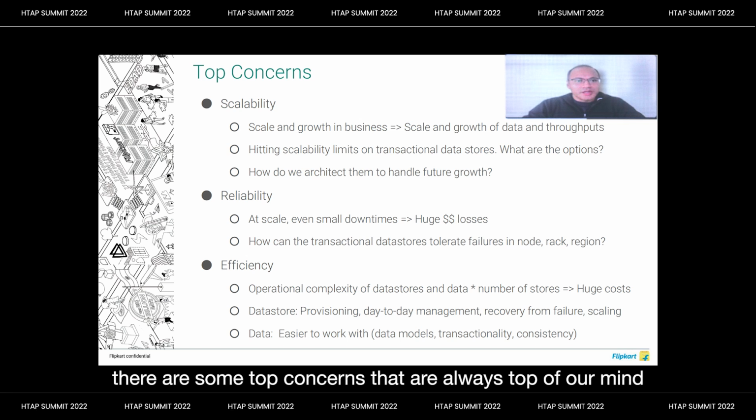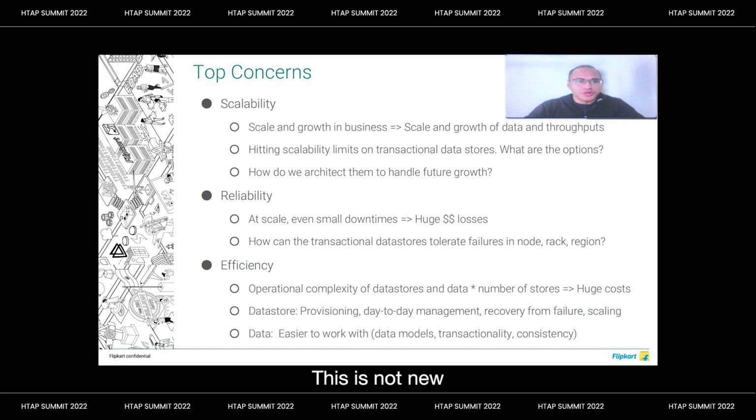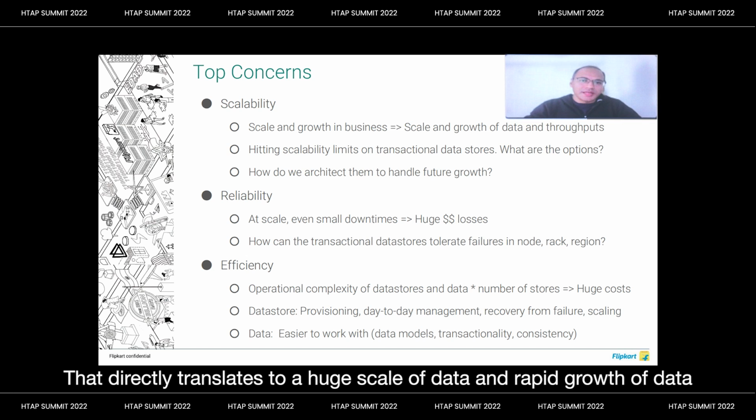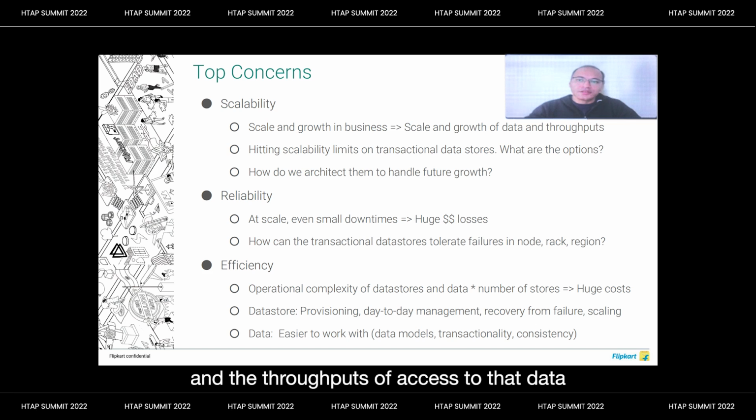Now, there are some top concerns that are always top of our mind, and this has been the case for several years. This is not new. And I'm sure many of you will be able to relate to this based on your own experiences. So scalability, reliability, efficiency, these are very important concerns. When we have a huge scale in business and very rapid growth in business, that directly translates to a huge scale of data and rapid growth of data and the throughputs of access to that data.